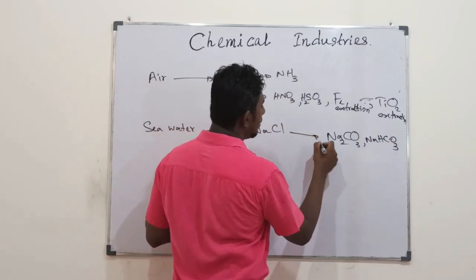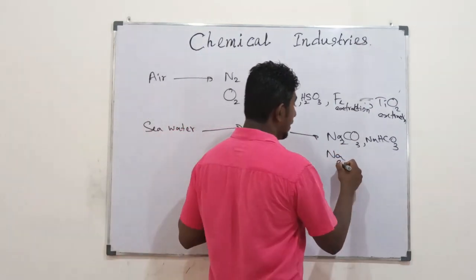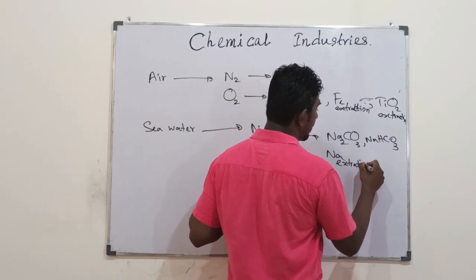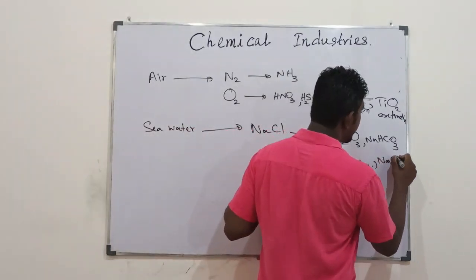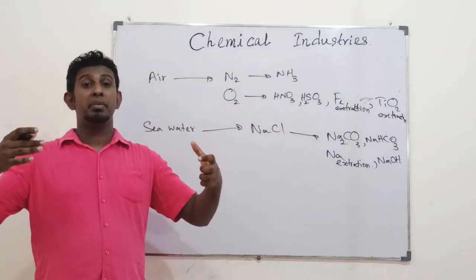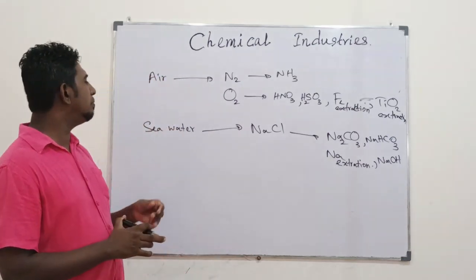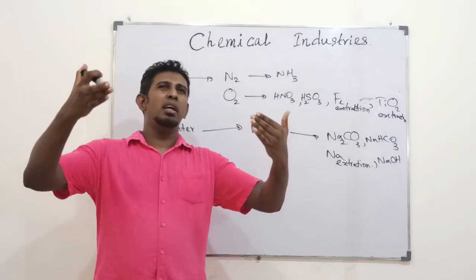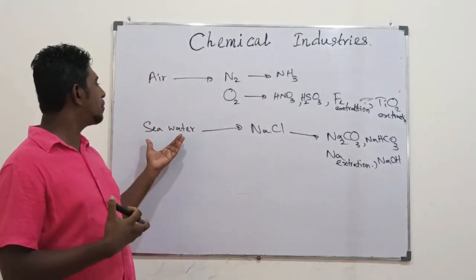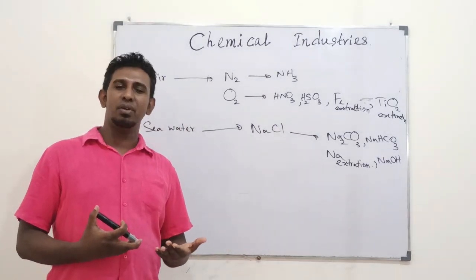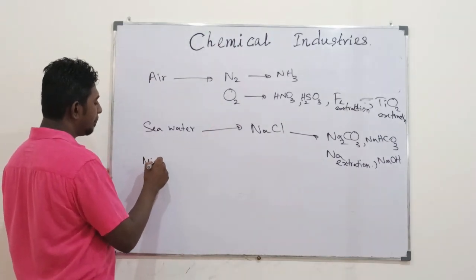That could also be used for extracting sodium. So it's manufacturing sodium hydroxide. Using a membrane cell, you could manufacture sodium hydroxide using this NaCl. You should mention seawater as the source, and the raw material is NaCl. NaCl you would take from the source, seawater.